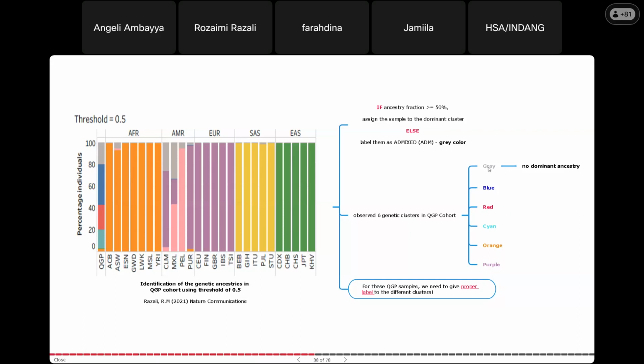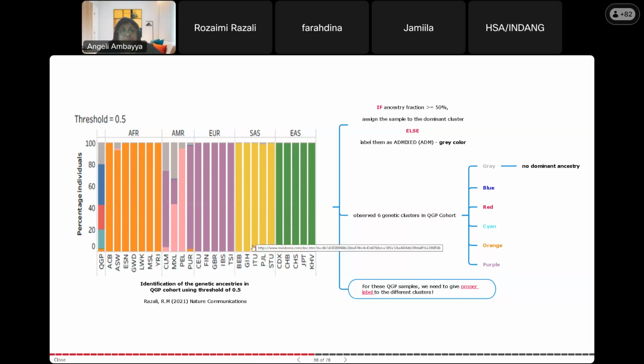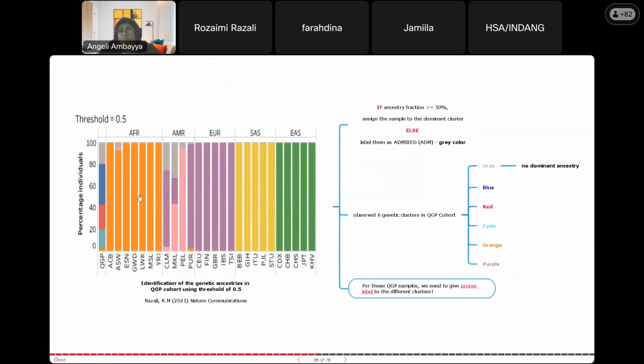The problem with calling them blue, red, cyan is that it's very hard to compare with world populations. For example, here, all the greens are East Asian, all the yellow are South Asian populations, and all the purple are Europeans. Under Africa, the ancestry colored orange is coming from African ancestry. So for our QGP, we can infer that the tiny part of orange here is coming from Africa. But what about blue, red, and cyan? They are not represented in the world populations from 1,000 Genomes.